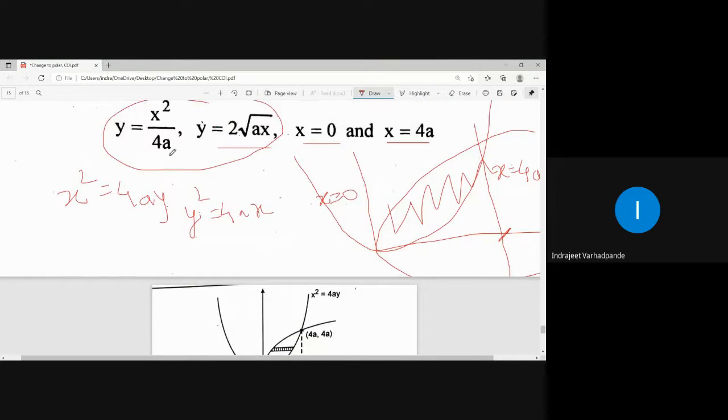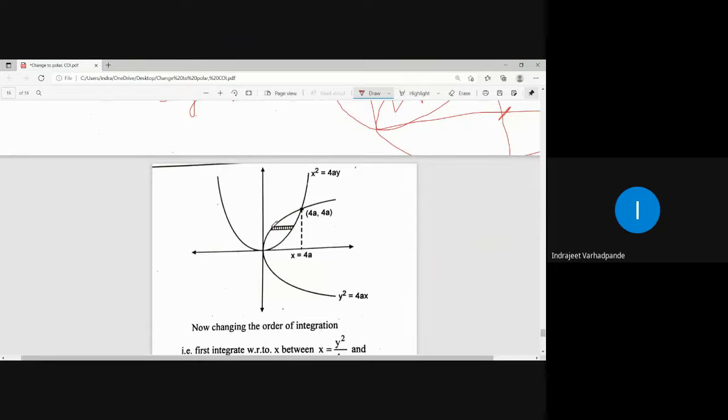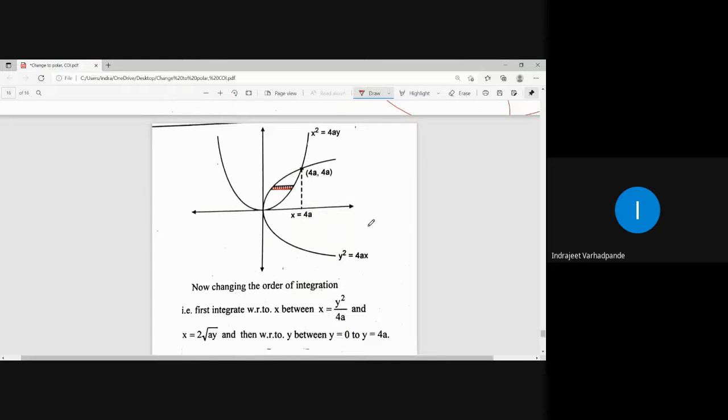Initially the limits were in the variable y, that is, we had drawn a vertical strip. So now the new strip will be a horizontal strip. For a horizontal strip, changing the order of integration, we first integrate with respect to x. Lower end of the strip lies on this parabola. What is this parabola? y square is equal to 4ax. So x is equal to y square upon 4a. And upper end is on the parabola x square is equal to 4ay. So x is equal to 2 under root ay. This is how it will be done.